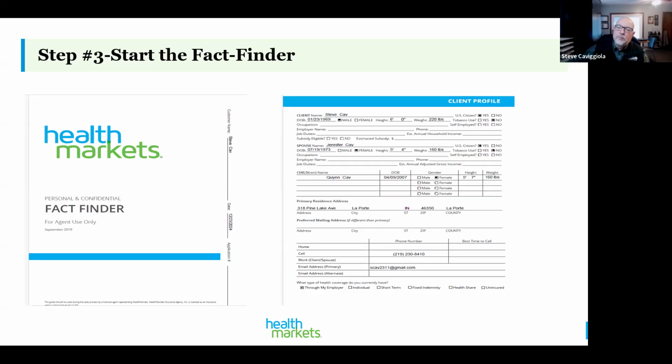But that's my approach on the phone. Step number one, I do a pattern interrupt, qualify the lead. Step number two, I close for an in-person appointment. Step number three is I do the fact finder, just gathering the basic demographics. So any questions on any of this? Because I have found this has worked well for me for the last several years, to where setting appointments is a piece of cake.